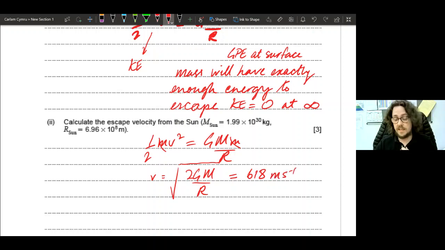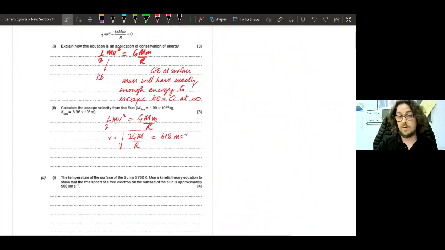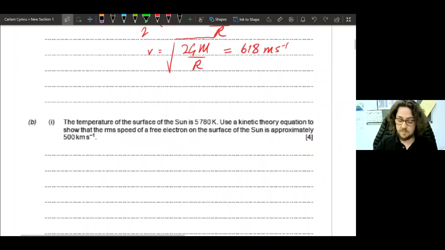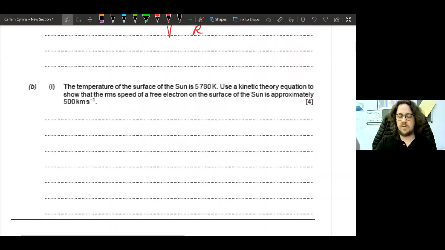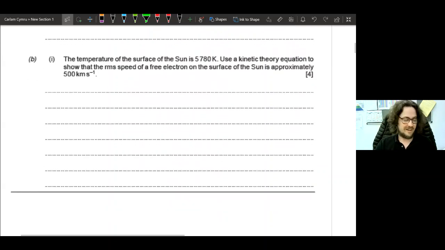These are all off the new specification as well, right? So if I've spoiled any mock exams for anyone, then I do apologize. But not spoiled it for you, maybe for your teachers.